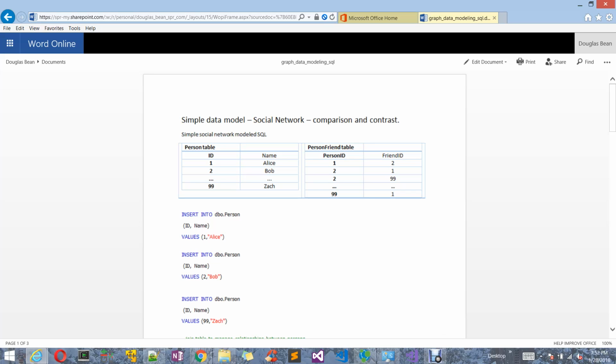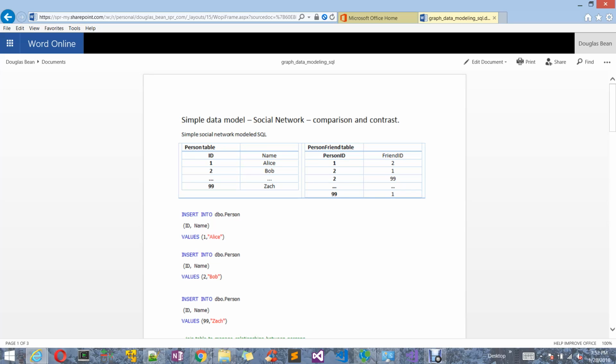Welcome to the second video of an exploration of graph databases with Neo4j. In this video, I'm going to demonstrate data modeling of a simple social network in a graph database with Neo4j, and I'm going to compare it to how such a network might be implemented in a SQL database. A social network is an example of a real-world graph. I'll begin with the SQL implementation.